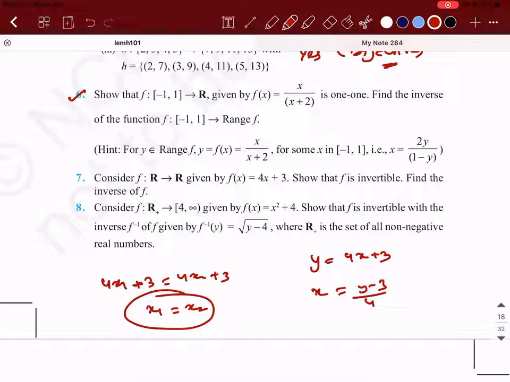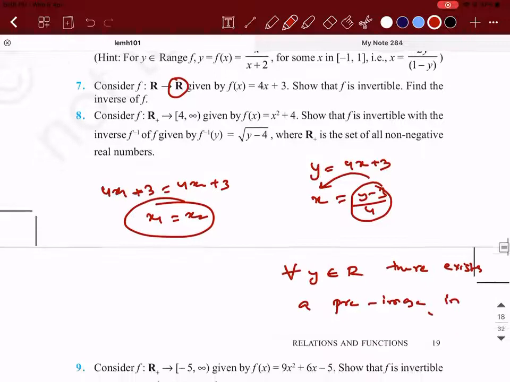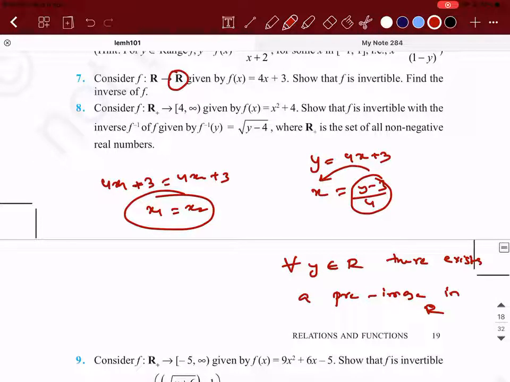Now, what are you supposed to do? You will not stop with this. You will check for all values of y that belong to the codomain. For all values of y that belong to R, is there going to be a real number x that appears? Yes. So for all values of y that belong to R, there exists a pre-image in set capital X, in the real number set. Hence it is a one-to-one function and an onto function, so you can say it is invertible.